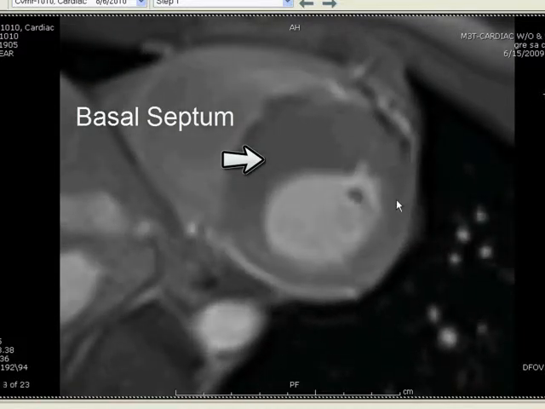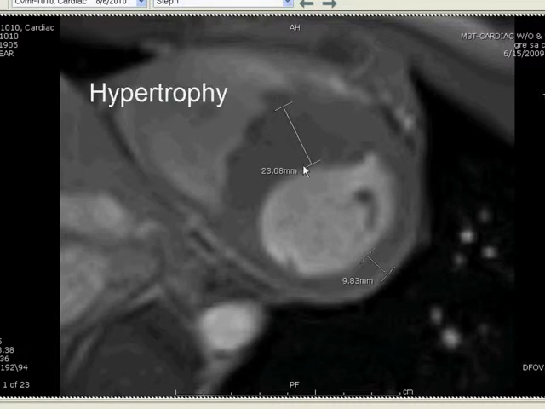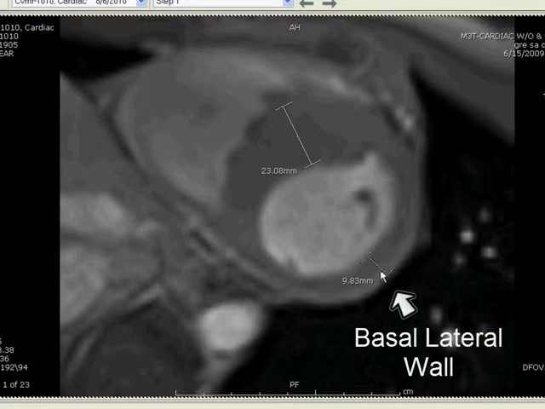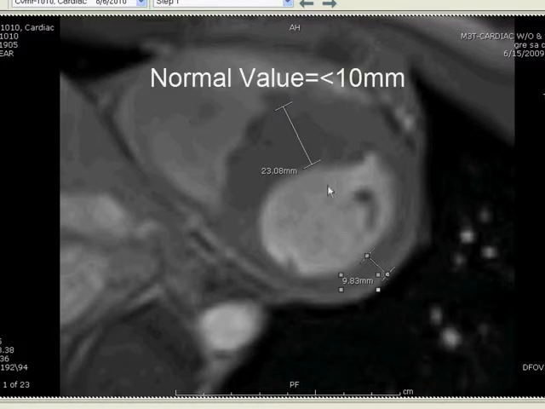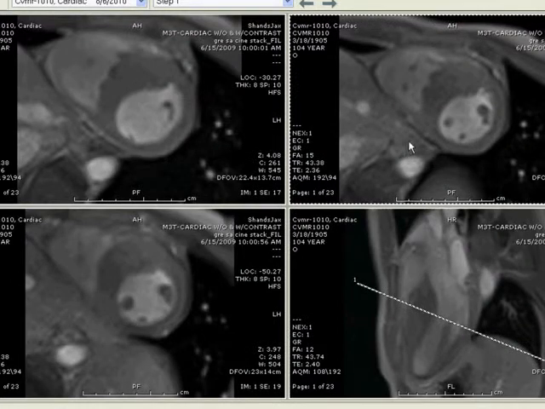One important part of the diagnosis of the basal septum, in measurements of the myocardium, is comparing the basal septum to the basal lateral wall. We can see here that there is significant hypertrophy of the basal septum, 2.3 centimeters, which is a significant increase compared to the basal lateral wall, which has a normal value of less than 10 millimeters. So if the ratio is more than 1.5, it's a diagnosis of hypertrophic cardiomyopathy, and this is significantly more.